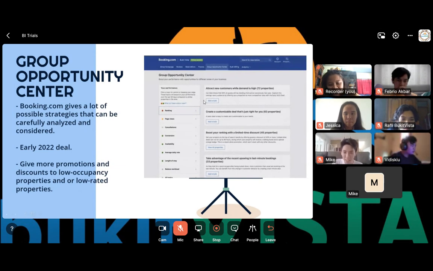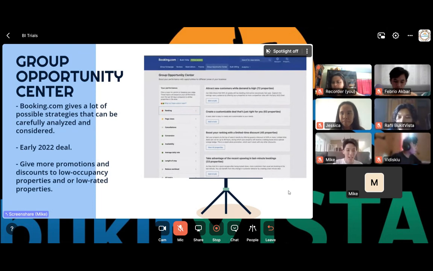And for each key point, there are a lot of programs that we could discuss, and maybe we should apply to some properties. My idea is that we should give more promotions and discounts to some properties that have low occupancy and low ratings on Booking.com.